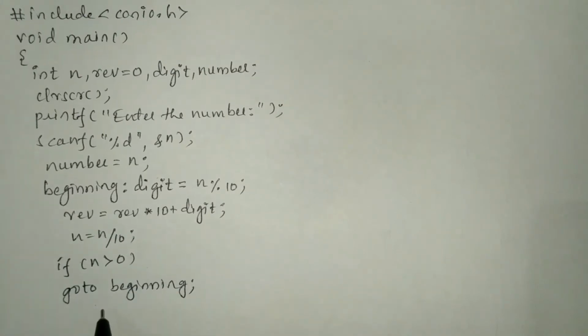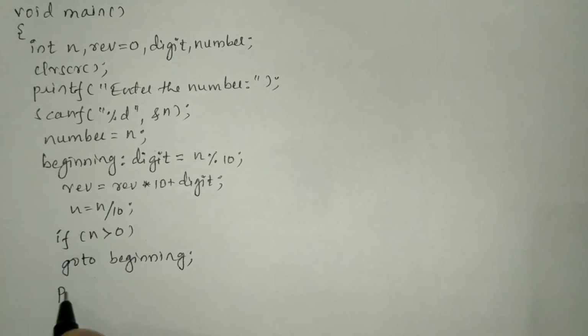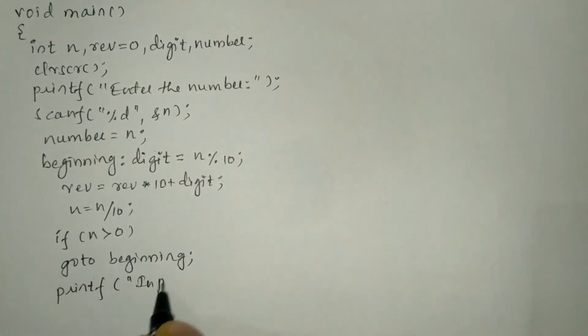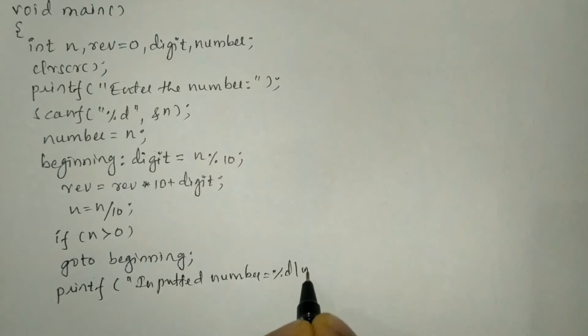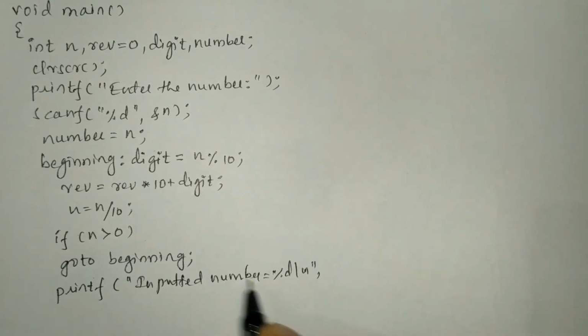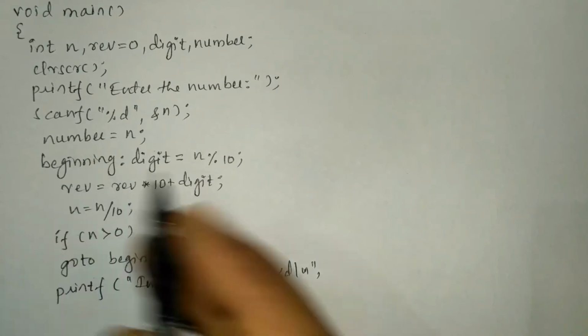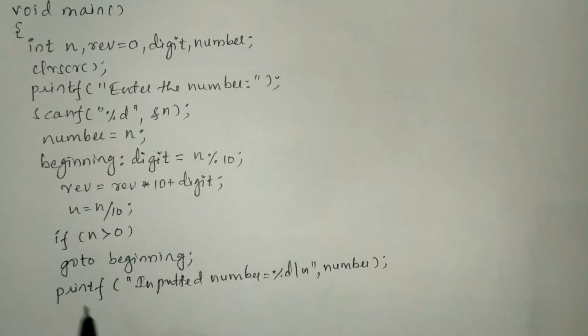Okay, next we need to print the number, the inputted number. So for that I'm going to write printf. In double quotation marks I'm going to write "inputted number is equal to %d \n", end the double quotation mark, put a comma. So the inputted number is kept intact in a variable called number. Here I'm going to use that variable number and a semicolon.